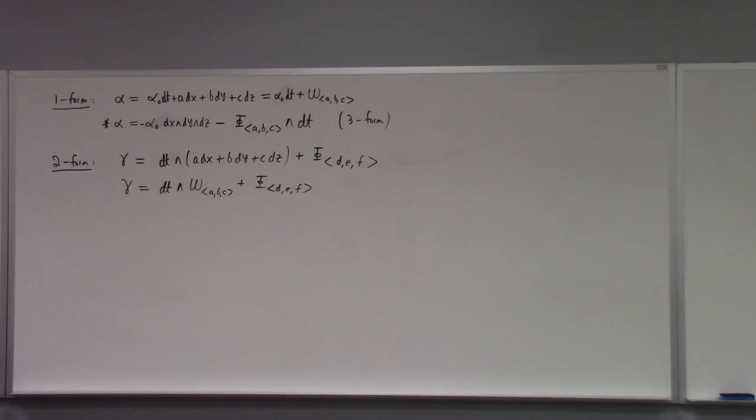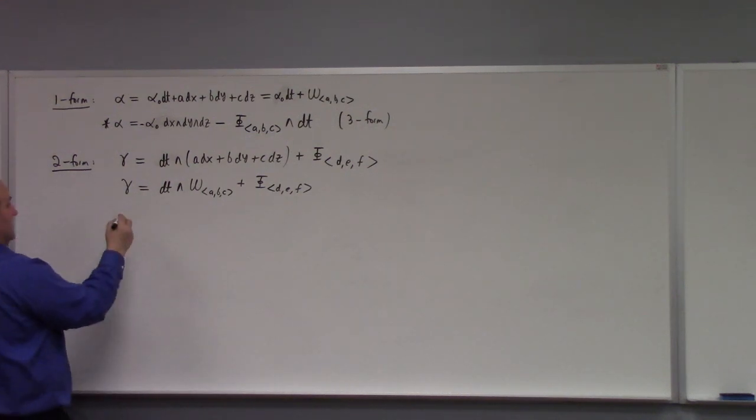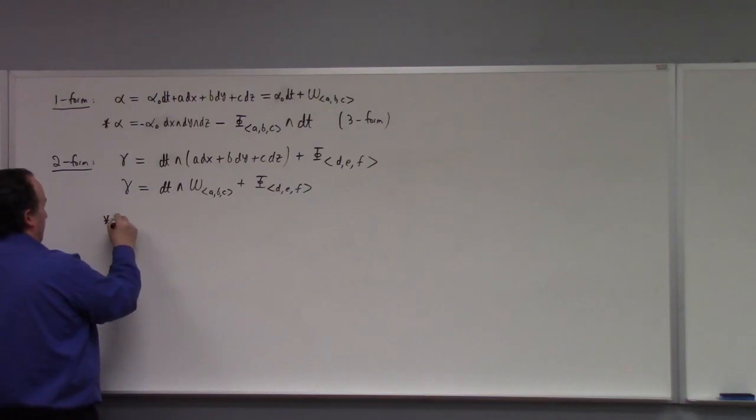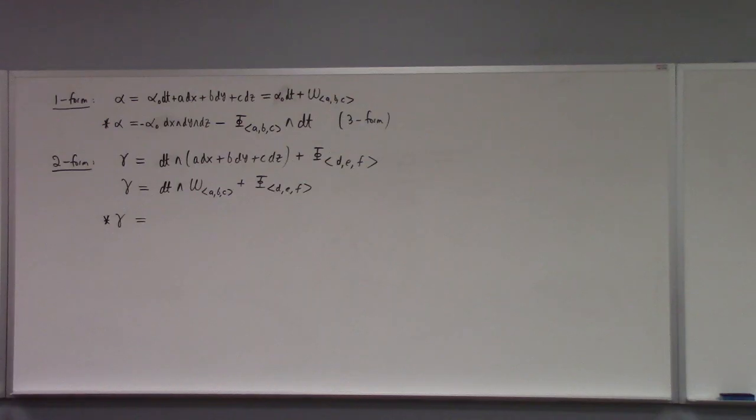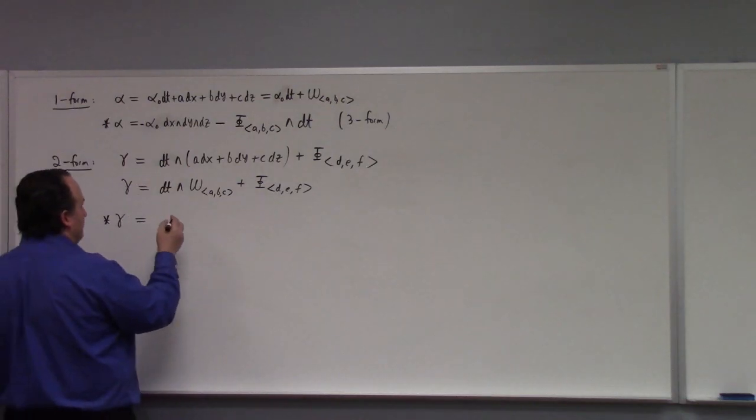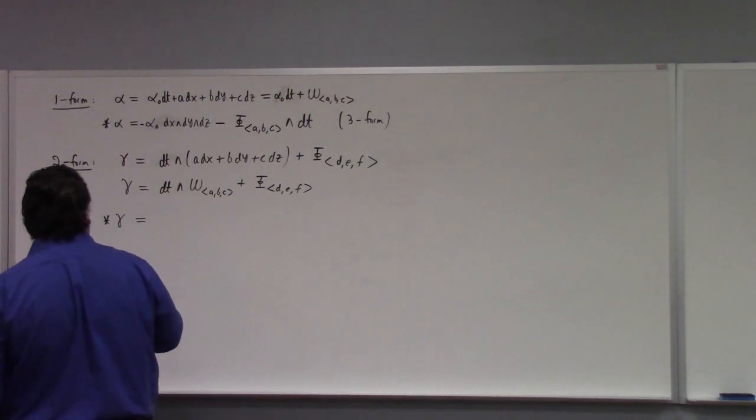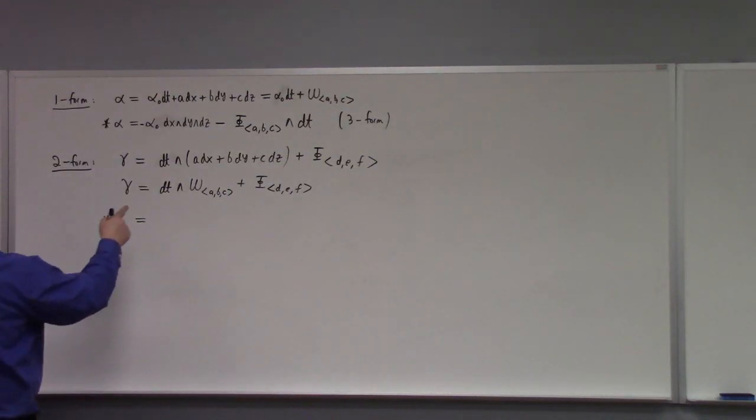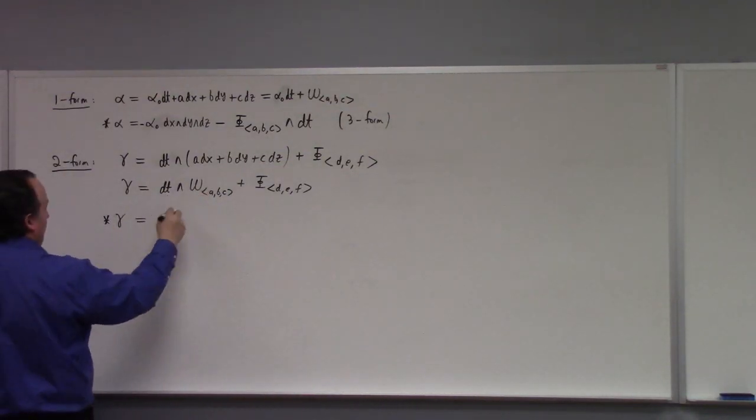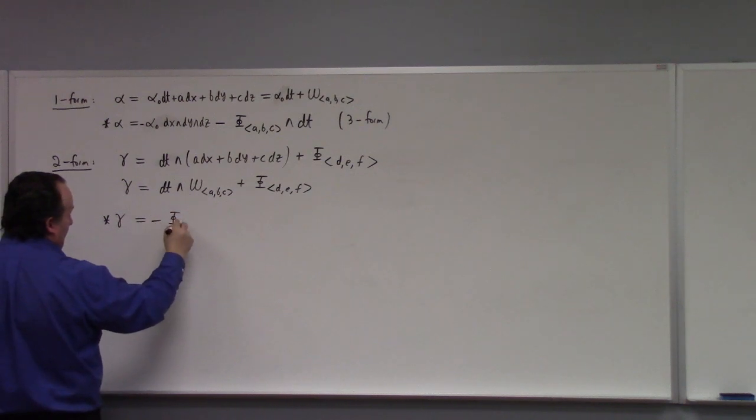And while we're at it, what's the Hodge dual? Using linearity and the basic rules over here. Negative a dy dz, well, no, I want it in terms of the flux form. Negative flux of ABC. Okay.